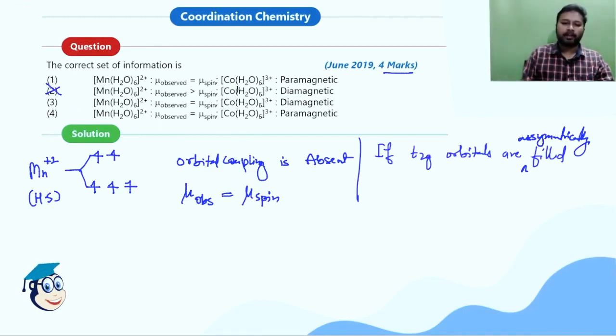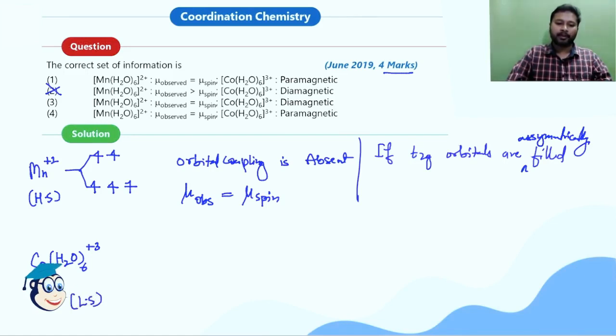Talking about the other one, here you are given cobalt with H2O 6, in the +3 state. Remember, when cobalt is in the +3 state and it is present with nitrogen donor ligands or oxygen donor ligands, these two ligands are important, then the complex becomes a low spin complex. Remember, cobalt in +3 state with oxygen donor and nitrogen donor ligands is a low spin complex.